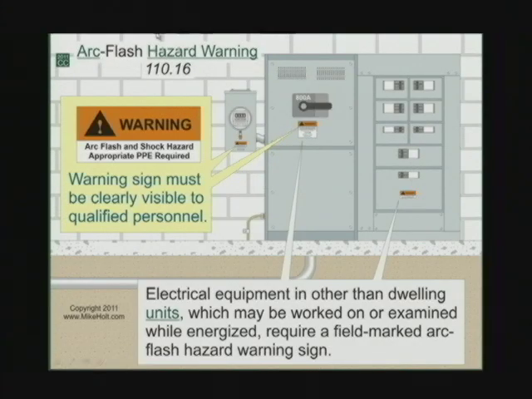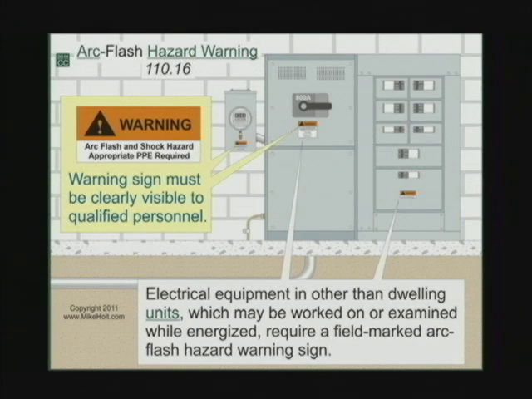The title first. It says arc flash hazard warning. I don't remember what it used to say before. Anybody remember what it was? Flash protection. Okay, well, now we're talking about arc flash hazard warning. And then the requirements are electrical equipment in other than dwelling units, a little editorial change, which may be worked on or examined while energized, require a field marked arc flash hazard warning sign.